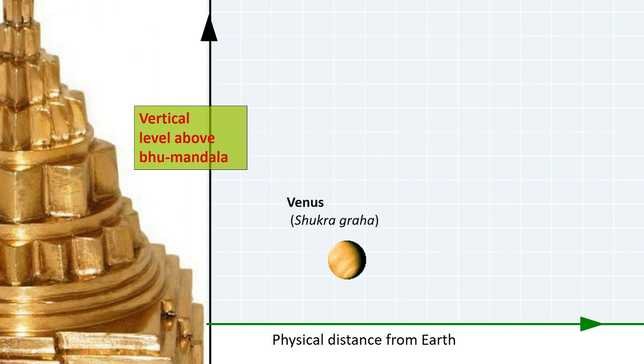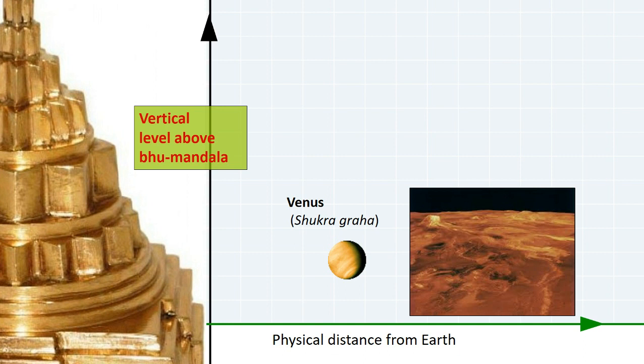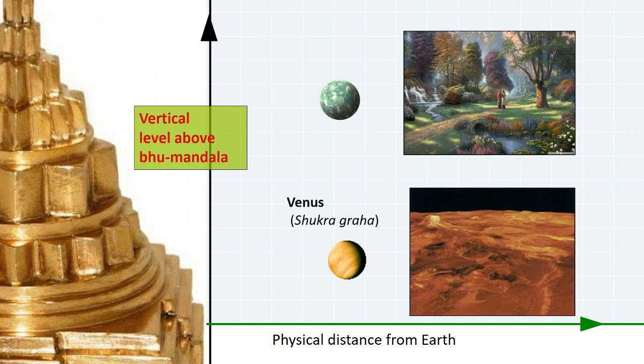Let's choose, say for example, Venus, Sukra Graha. It's quite low down, and of course it's a pretty hellish planet if you go there with our senses, but moving your way up the vertical element, you'll find a much more heavenly planet, as described of course within the rings of Bhumandala.